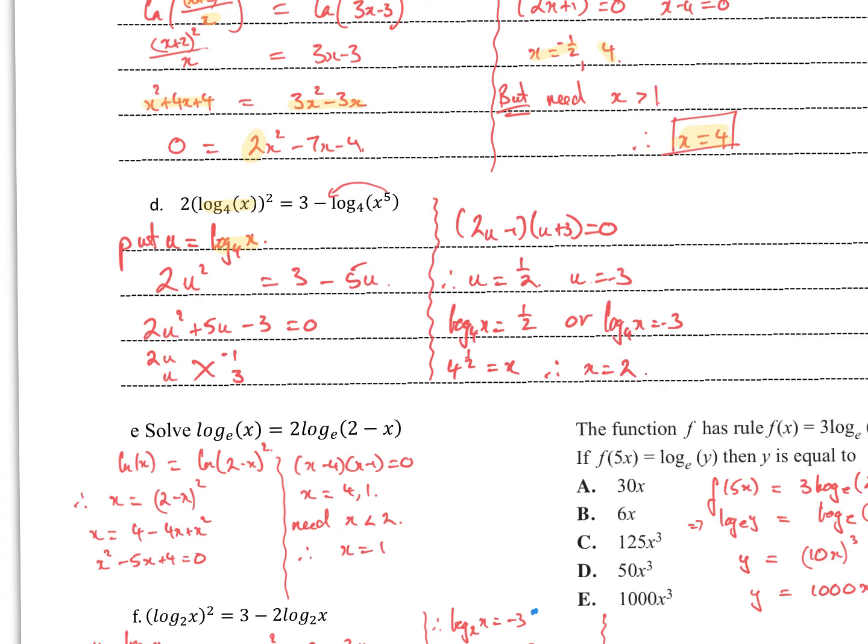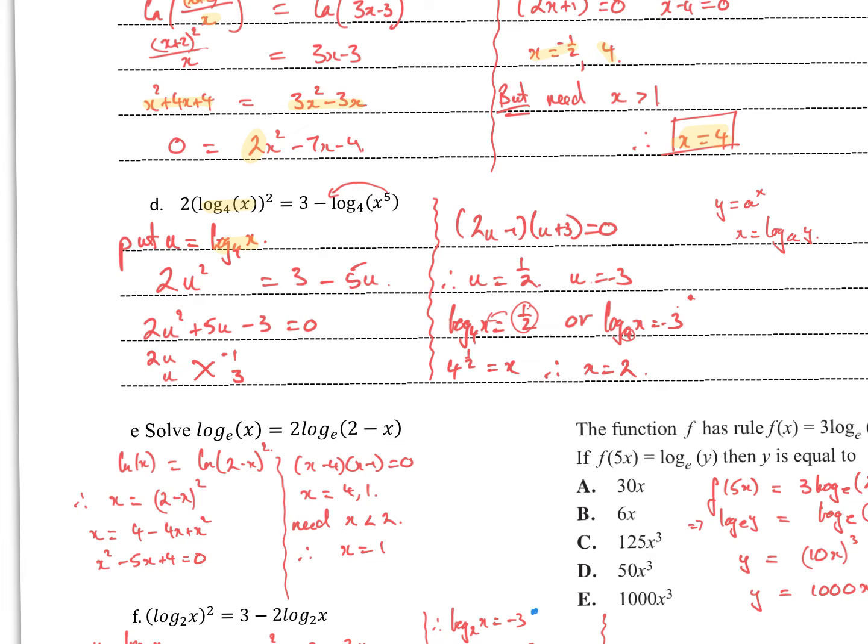Now I substitute back for the u term, which is log base 4 of x. And I guess really I've taken a bit of a shortcut here by using my base transformation rule. So we know that if y equals a to the x, well then x equals log base a of y. Okay, so that's what I've done. So 4 to the power of a half is equal to x, 4 to the power of minus 3 is equal to x.